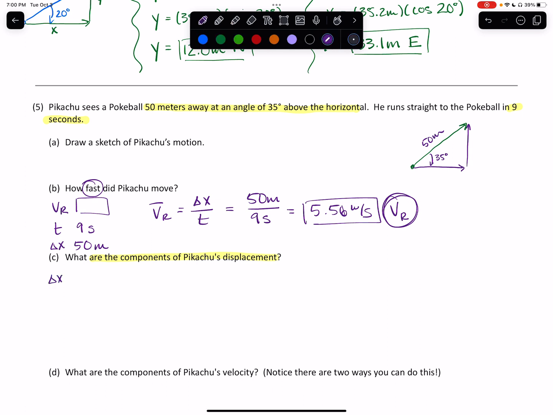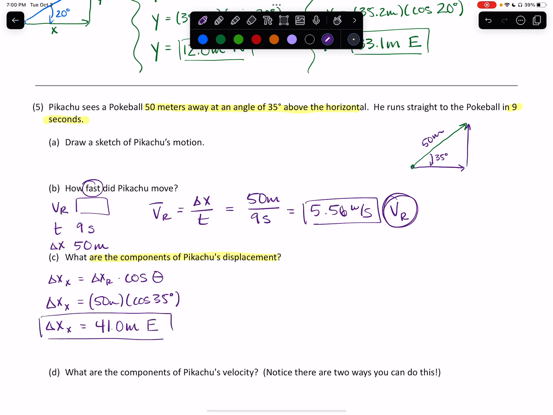So that change in position vertically or horizontally is going to be equal to my resultant times the cosine of my angle. So the change in position for x is going to be equal to 50 meters times the cosine of 35 degrees. I plug that in my calculator, and the change in position in the horizontal direction is 41.0 meters. We're just going to list it as east. It didn't specify whether it was left or right, so we're going with east.